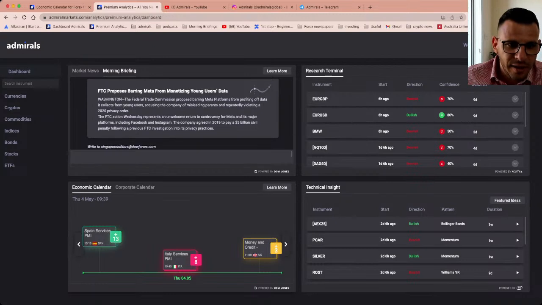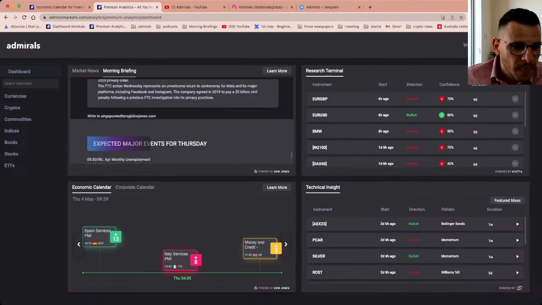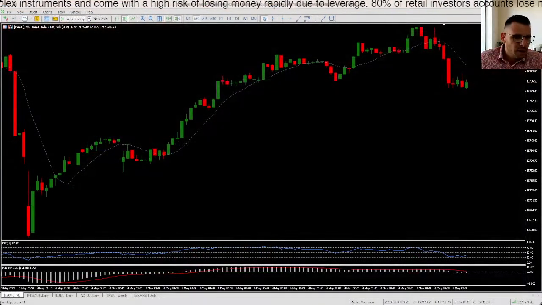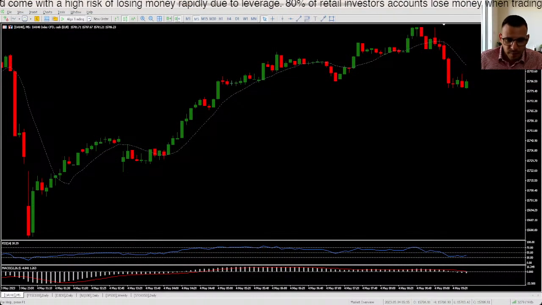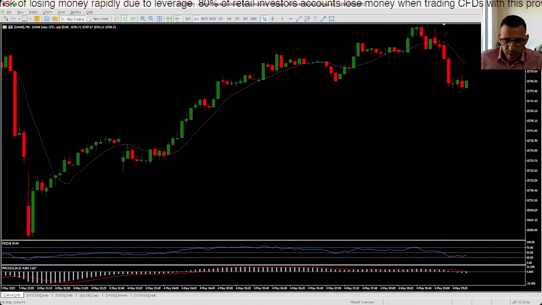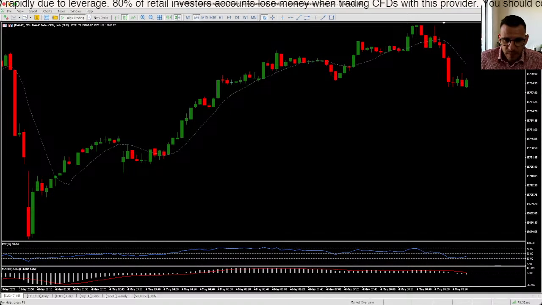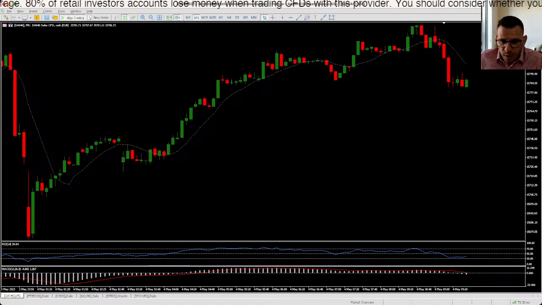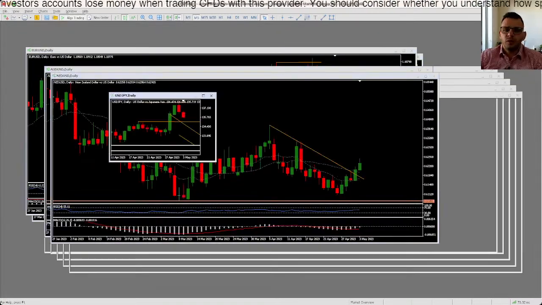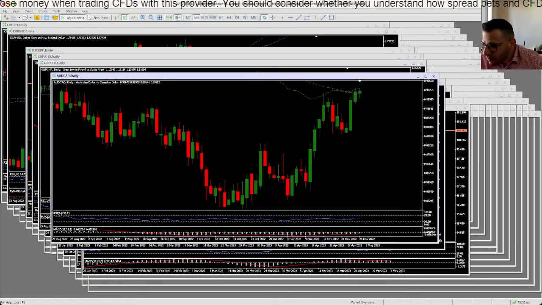So, these are the news for now. Let's go to the MetaTrader platform and check what the currencies actually did yesterday. Just bear with me to flip it to currencies.